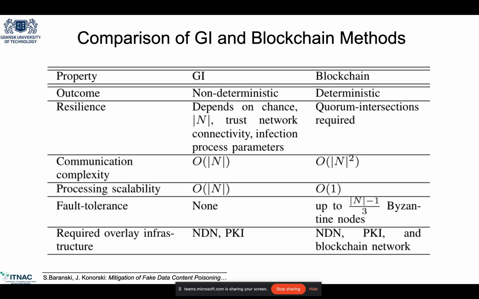These advantages come at the cost of higher communication complexity. In blockchain, each node has to communicate with all other network nodes. So the communication complexity is quadratic in the network size. Next, lower processing scalability, measured in the total content the network is capable of processing at a time. The reason is that in blockchain, each node has to process each piece of content sequentially. As a result, adding more nodes to the network does not increase the processing capability. Lastly, our solution requires additional infrastructure to be deployed, namely the blockchain network.